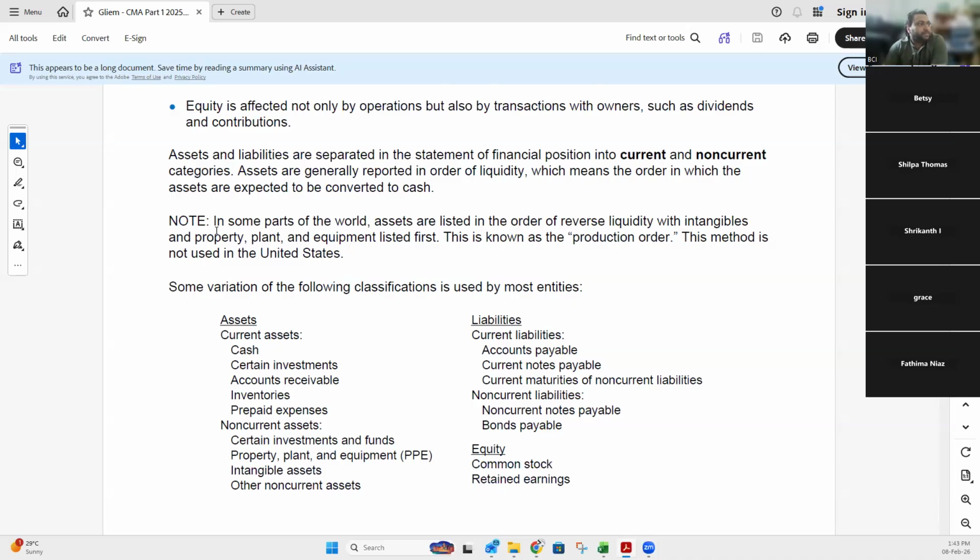Then, in some parts of the world, assets are listed in the order of reverse liquidity, with intangibles and property, plant and equipment listed first. This is known as production order. This method is not used in the US. I think in Australia, they use the reverse order. Clear?